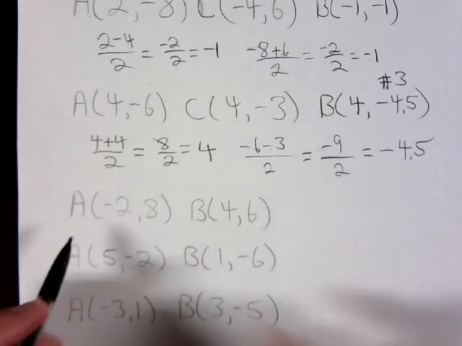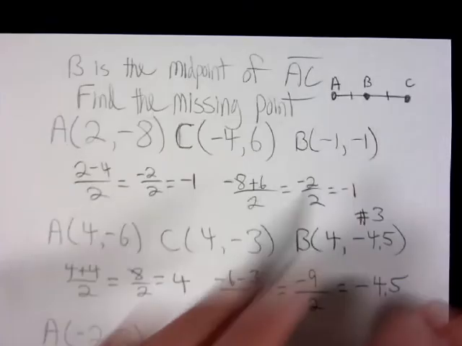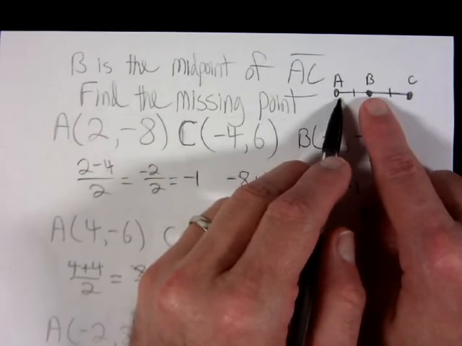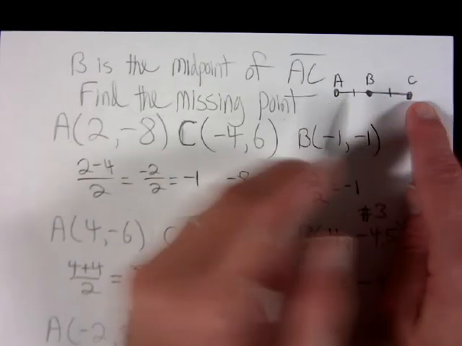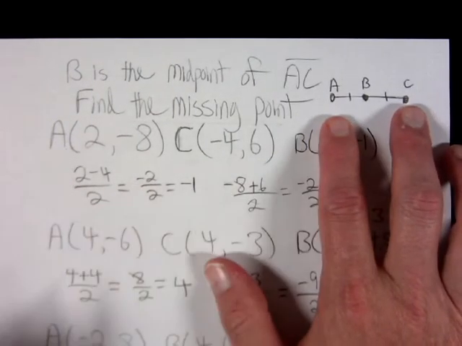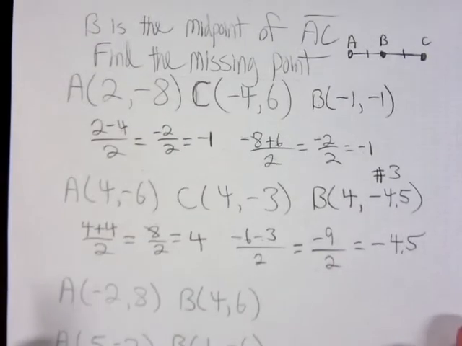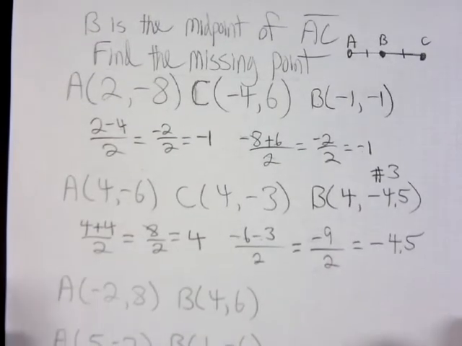Okay. It gives me A and it gives me B. Well, if it gives me A and B, what's the missing point? The missing point is point C. So on all the other ones, they've given me A and C, and I had to find B. But now they're giving me A and B, and I've got to find C. Now, this is going to be a little bit different of a process.